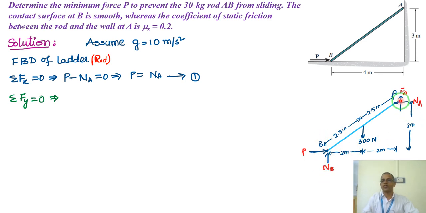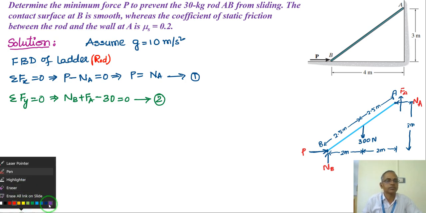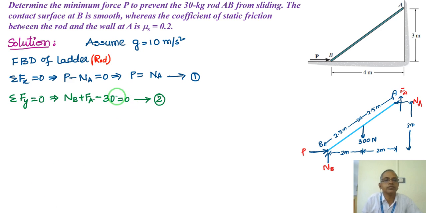What are the forces in the vertical direction? One is NB, second is FA. Both are in the same direction. So NB plus FA, and 300 Newton is downward, which is minus. So NB plus FA minus 300 equal to 0. Sorry, there is a typing mistake here, so you need to write it as minus 300.